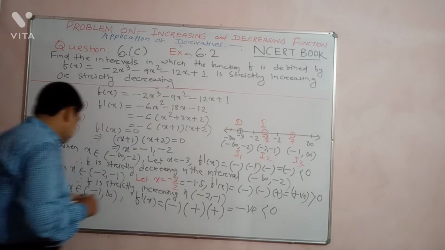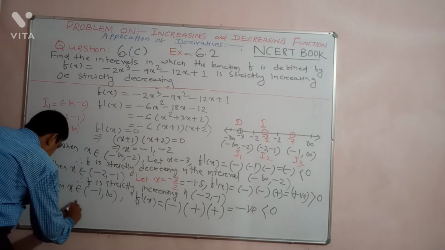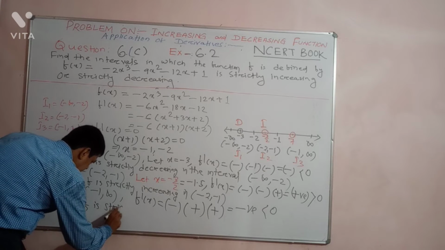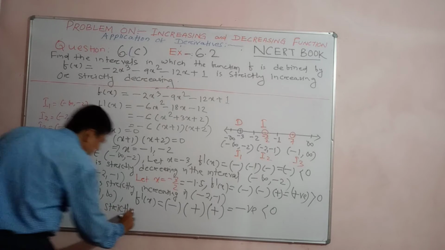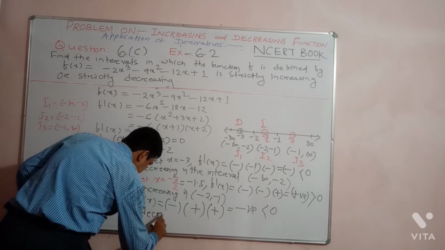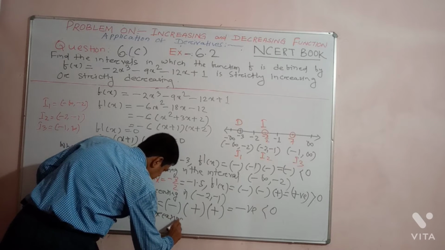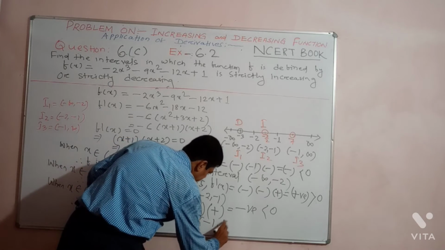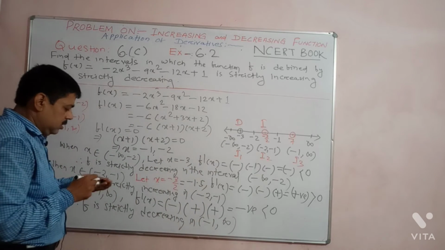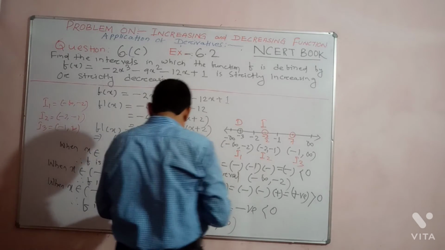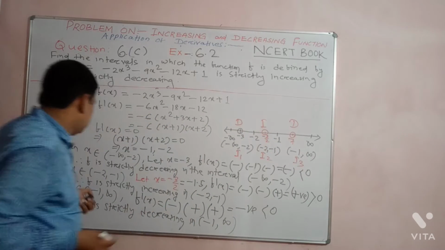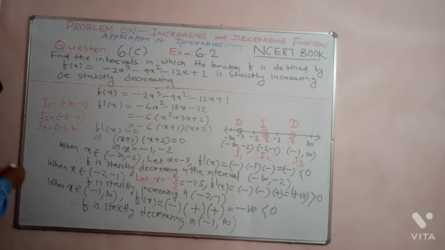Since f dash x is less than 0, f is strictly decreasing in the interval minus 1 to infinity. Is it clear? So here the function is strictly decreasing. Understand? Thus we get in the interval, here you get, what you get?